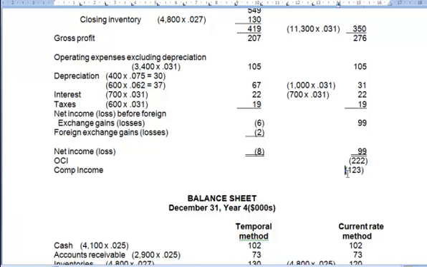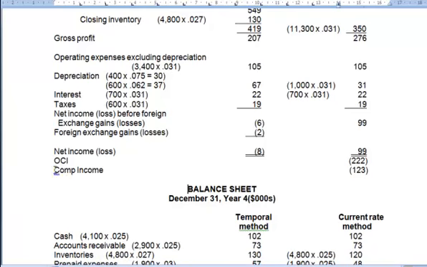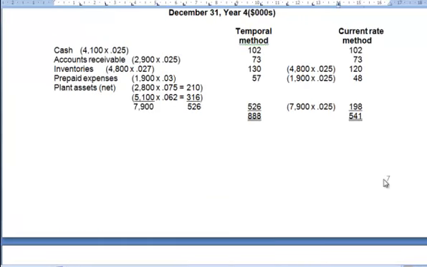Right? So you have to watch the question carefully to see what it's asking you to do. This question was just asking you to calculate income, so you didn't need to do this piece. But again, if they had asked you to calculate comprehensive income, if you were using the temporal method, comprehensive income and net income are the same. But comprehensive income under the current rate method would be negative 123,000. Okay, so you just have to bear that in mind.